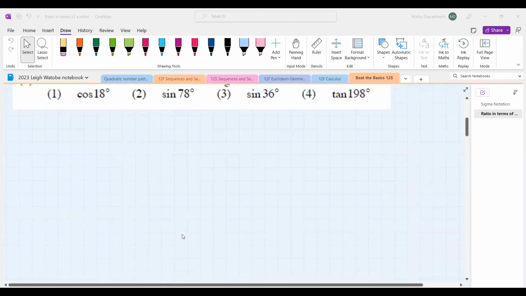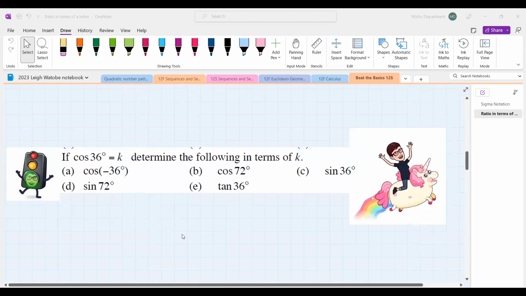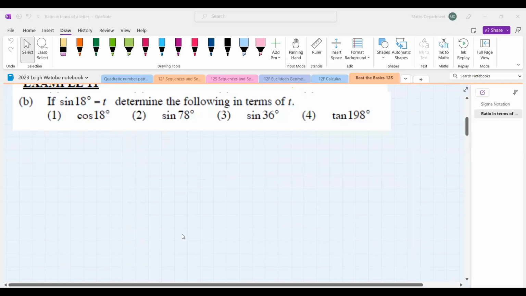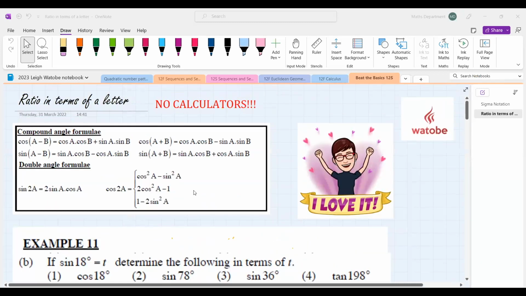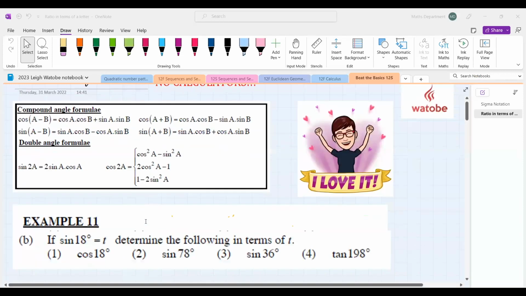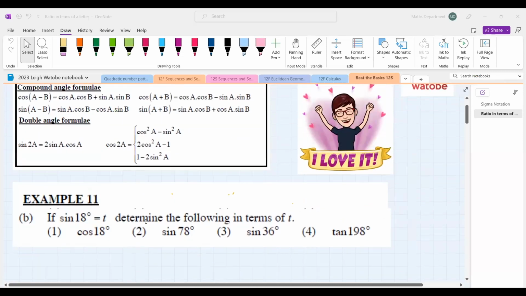The first one I'm going to do as an example. The second one you guys are going to do by yourselves. And then we're going to try and look at some slightly more difficult questions when it comes to ratio in terms of a letter.